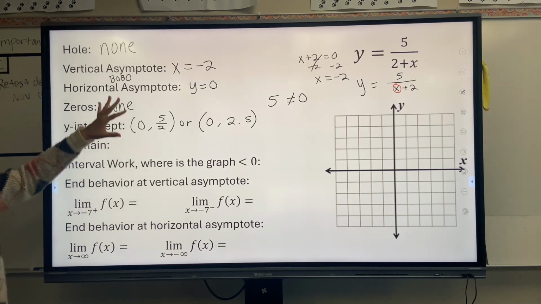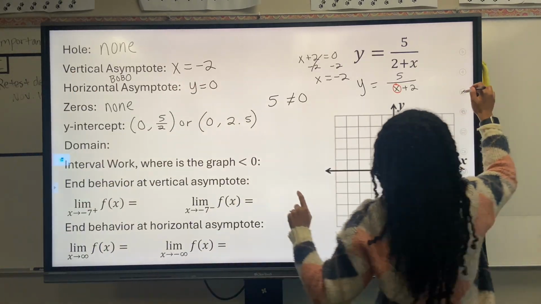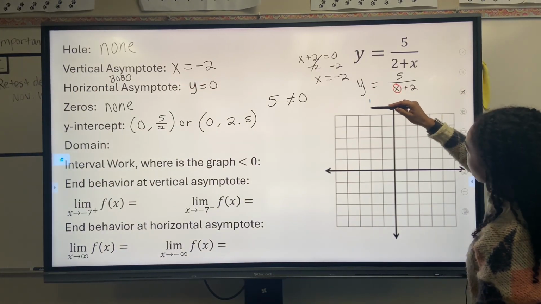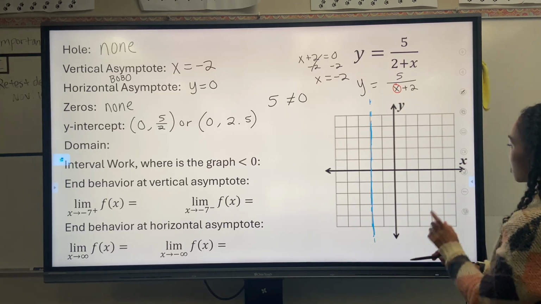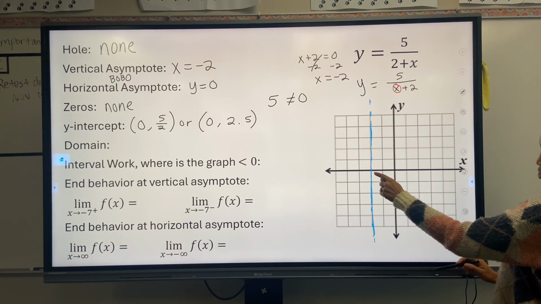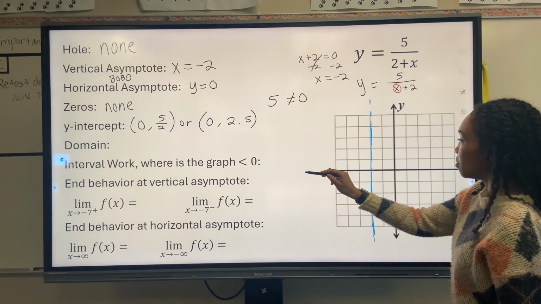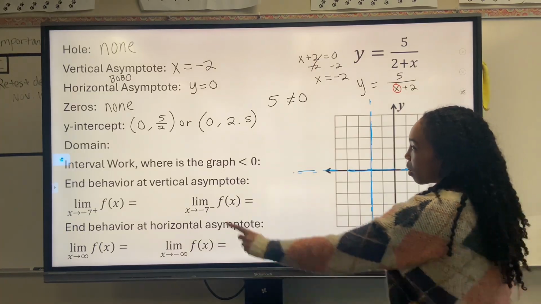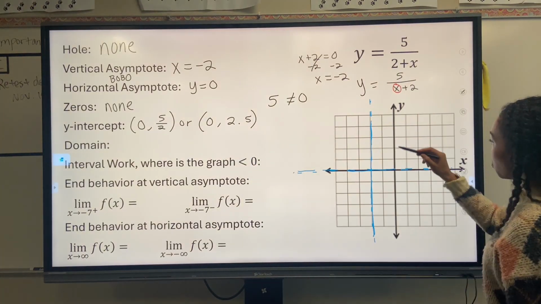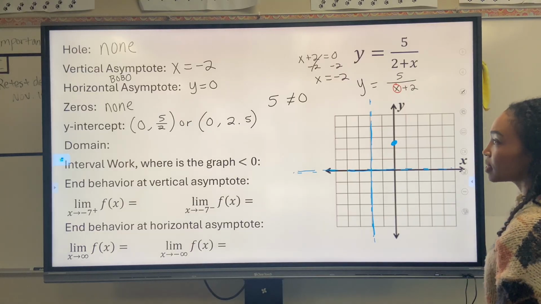All right, so let's go ahead and graph everything. My vertical asymptote is at x equals negative 2, right here. It crosses the x-axis at negative 2. Your horizontal asymptote crosses the y-axis at 0. I have a y-intercept at (0, 2.5). All right, and that's it.